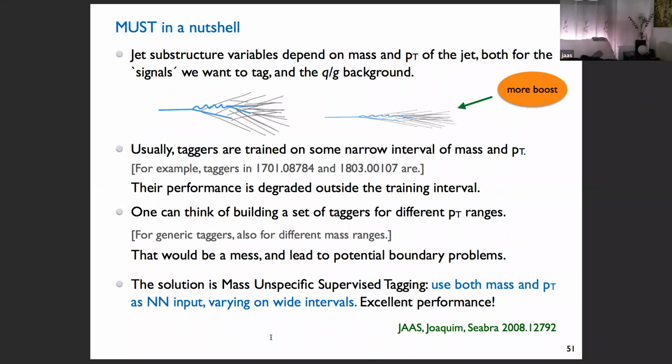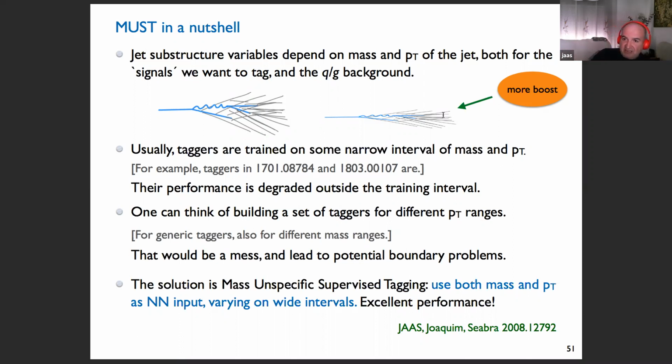Let me explain MAST briefly. It's easy to understand that these variables that parameterize the jet substructure depend on the PT of the jet. Imagine that you have a top or whatever decaying like this, giving a jet. When you boost it more, the decay will look like this. Then the variables, of course, depend on the PT. There is a dependence not only on whether the jet corresponds to a top or a background, but also on the PT of the jet and also of the mass.